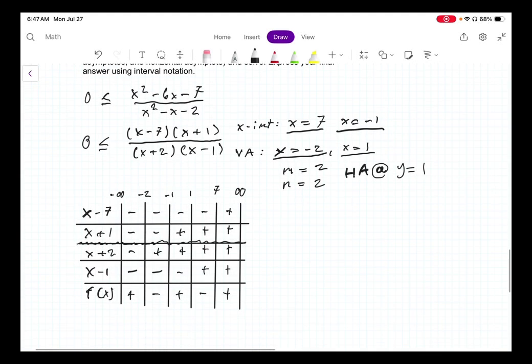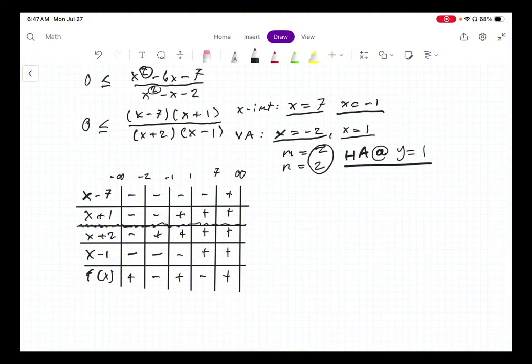Now, the next step is to find the horizontal asymptote. To find the horizontal asymptote, you're going to need to look at the degree of the numerator and denominator. In our case, both are going to be 2, and you can see that here as well. Because they're both the same, it's going to be a ratio between the leading coefficient of the numerator and the leading coefficient of the denominator. In our case, they're both 1, so it's going to be a ratio of 1 to 1, or just 1. So we're going to have a horizontal asymptote at y is equal to 1.